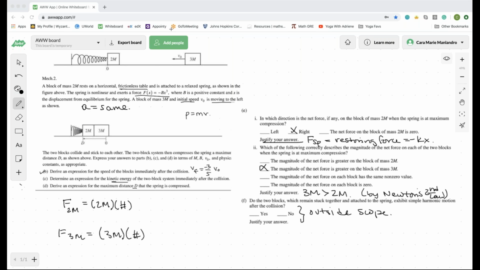You do need to know springs, but you do not need to know simple harmonic motion. So you would not get any oscillator questions. All right, so part F would be outside the scope. The rest of it would be inside the scope.